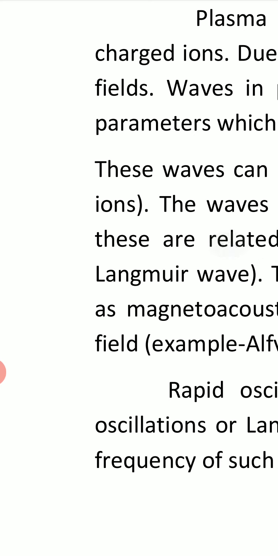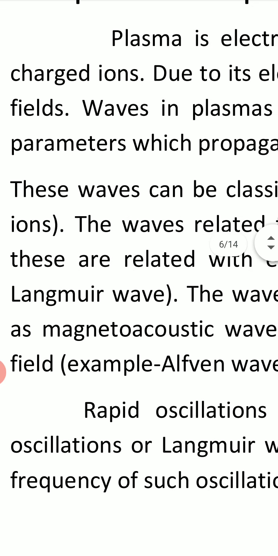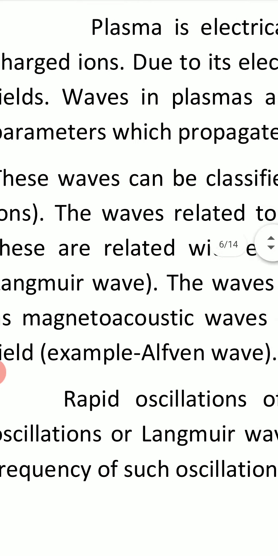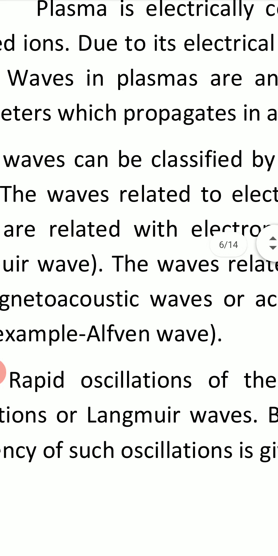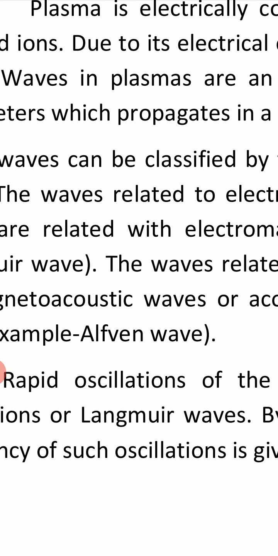In plasma, there are negatively charged electrons and positively charged ions, and these are moving. So there is electrical conductivity because electrons and positively charged ions are moving inside the plasma. And if these charged particles are moving, they will produce electric and magnetic fields.